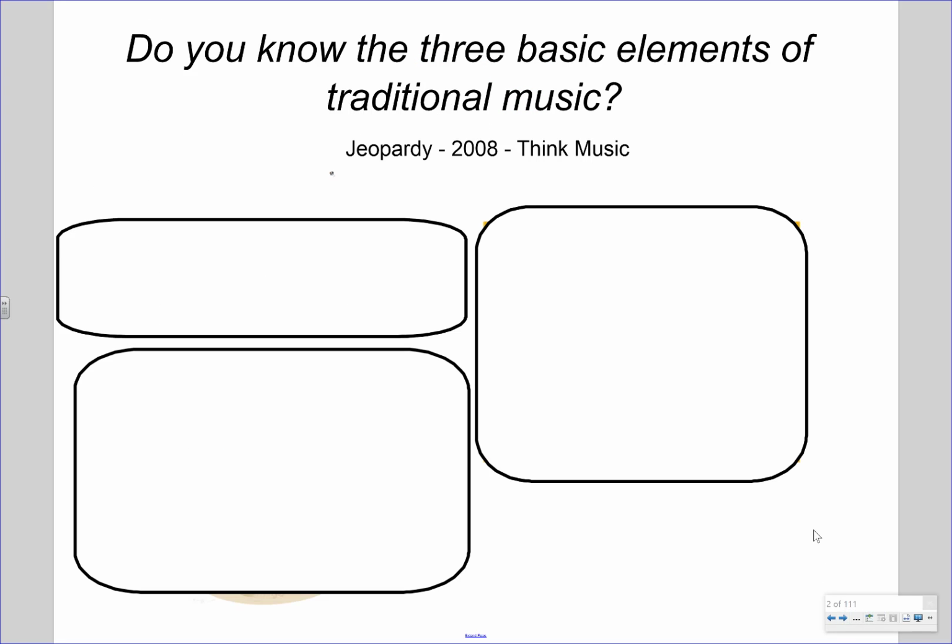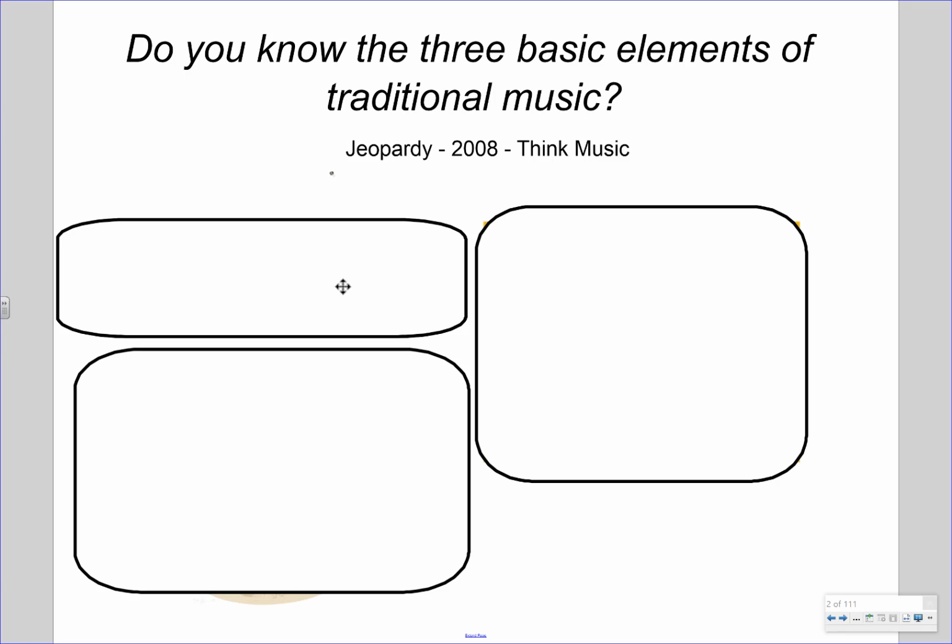Here's a question for you. Do you know the three basic elements of traditional music? Take a guess and put your answers in the three shapes below. Time's up. Let's see how you did.